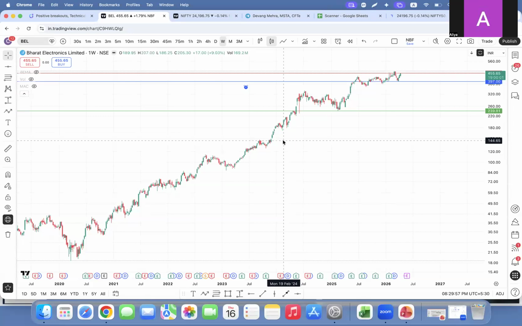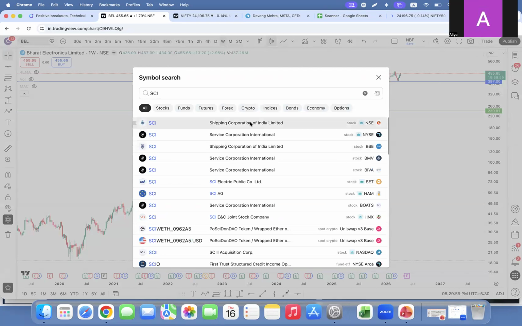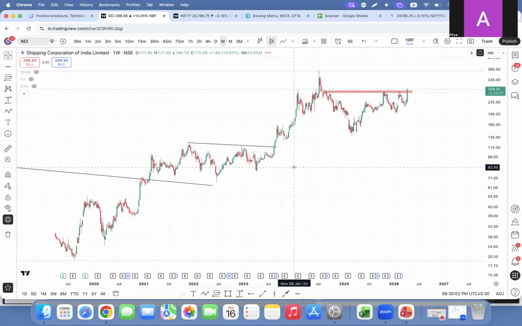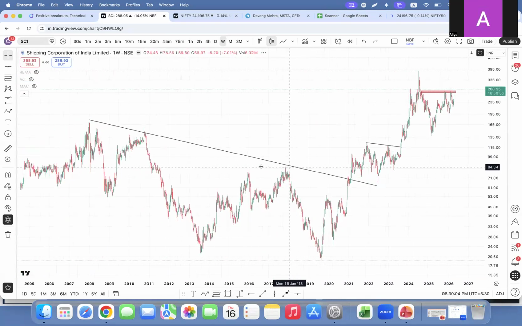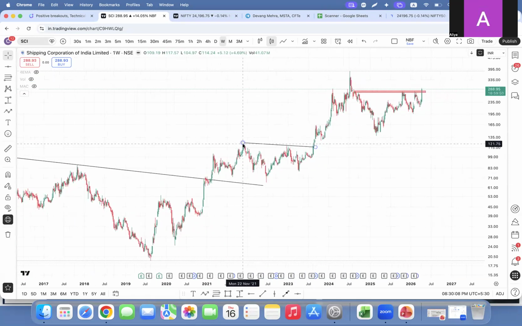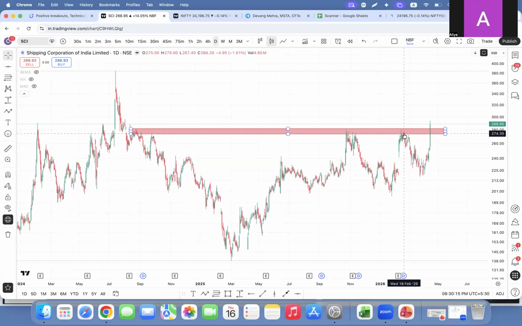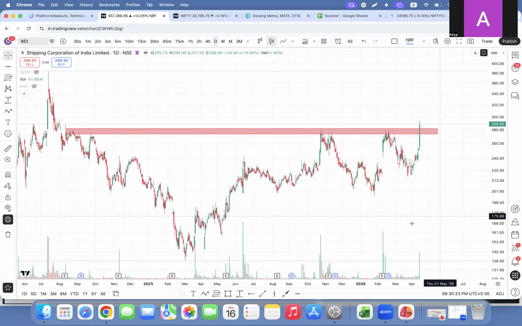And then we have Shipping Corporation of India, SCI. So if you see on the long-term time frame, there has been a trend line breakout, and then we have another trend line breakout here in the weekly time frame. Right now, daily is suggesting a breakout again. So I have been watching this stock, and price has to hold above it. The volume has been pretty much good here.